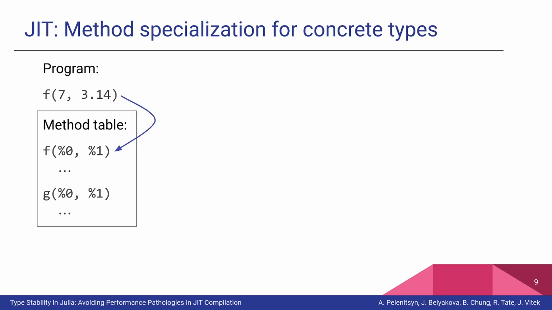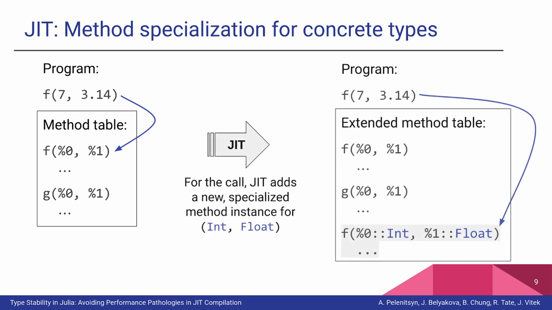Imagine a program that gets to a dispatched call to f with these arguments. In the base semantics, we would dispatch to the first entry in the method table with the two methods. In the JIT semantics, we would first ask the JIT to take this generic version of f and generate a version of it specialized for int and float. JIT would update the method table, not touching the program, and we will step into the specialized version.